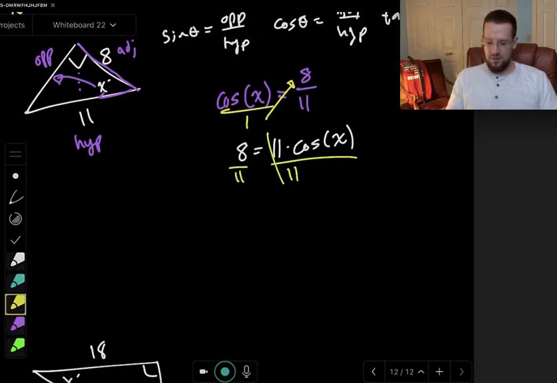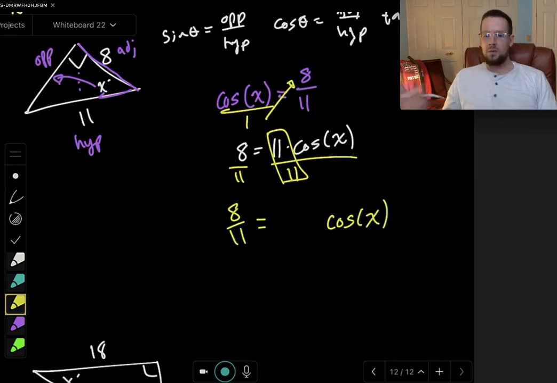Okay, so we have these cancel, and so we have 8 over 11 is equal to the cosine of x. Now I'm going to leave a little bit of space. So what do we need to do? Well, we need to somehow free x. This needs to be free from these parentheses. So what are we going to do?